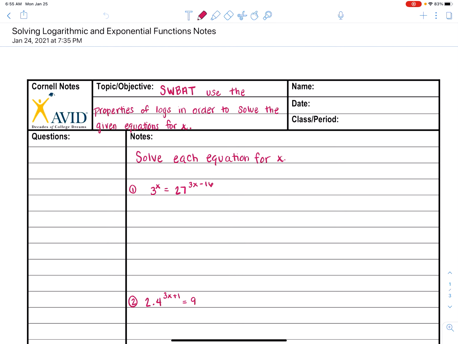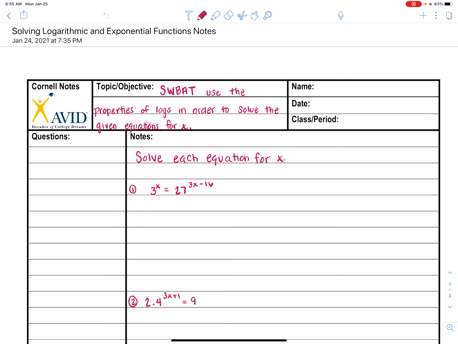So today, the student will be able to use the properties of logs in order to solve the given equations for x. We have solved log equations for a couple days now. We are still doing that. All of the ones you've seen so far worked out kind of pretty, and sometimes they just don't. So you need to know what to do if that happens.